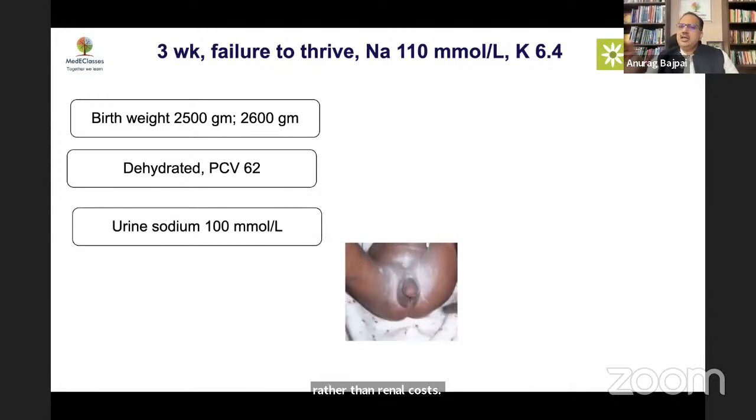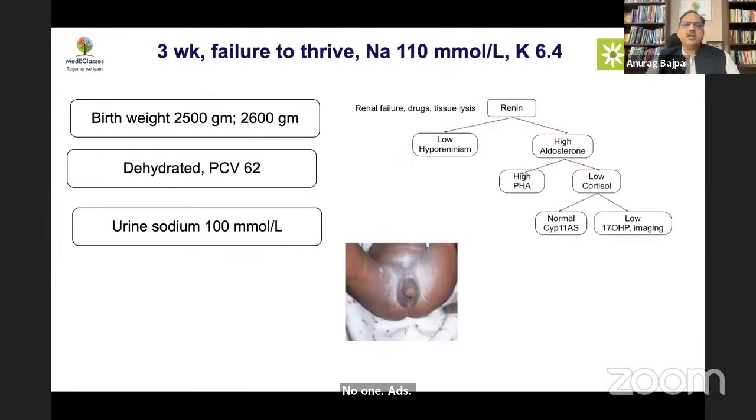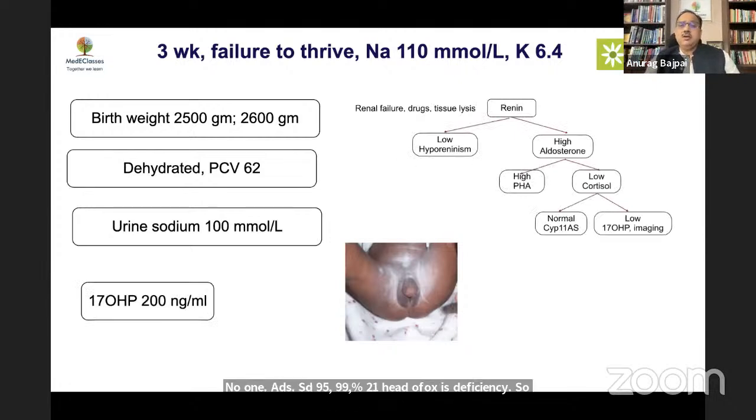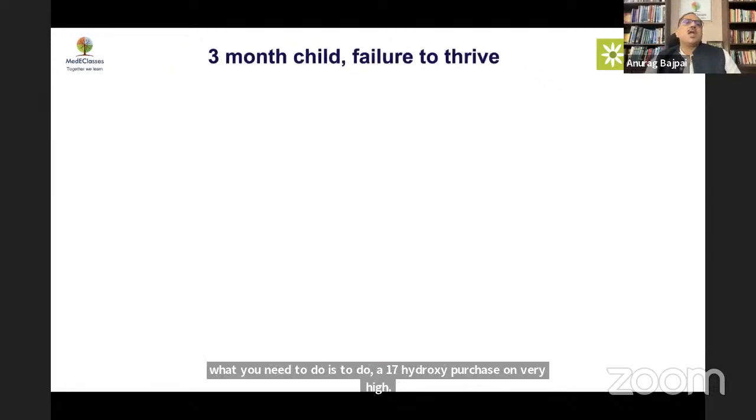So this is clearly, if we talk about that algorithm of a neonate with salt wasting, atypical genitalia, no gonads, XX-DSD, 95-99%, 21-hydroxylase deficiency. So what you need to do is a 17-hydroxyprogesterone, which will be very high. So this is 21-hydroxylase deficiency classically in that perspective.